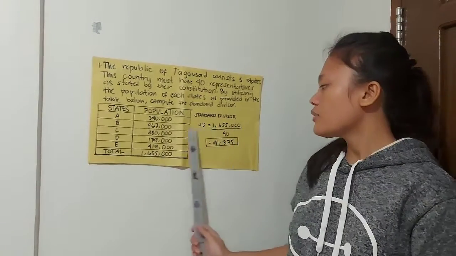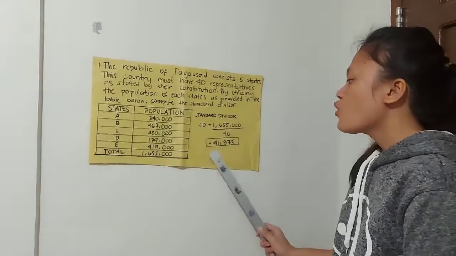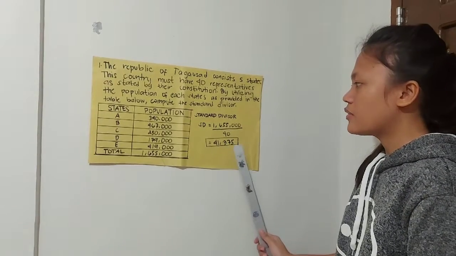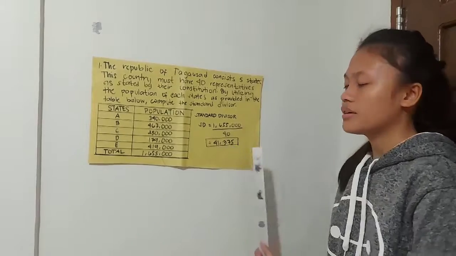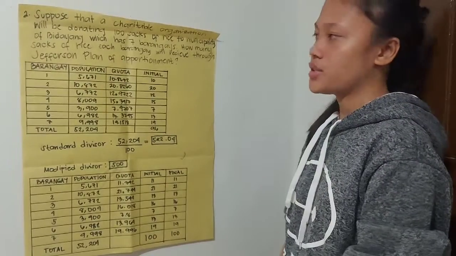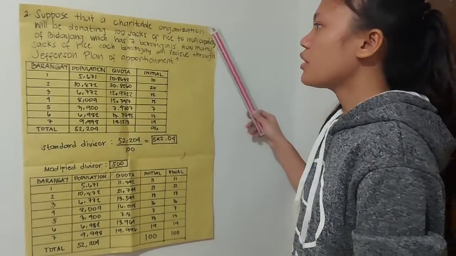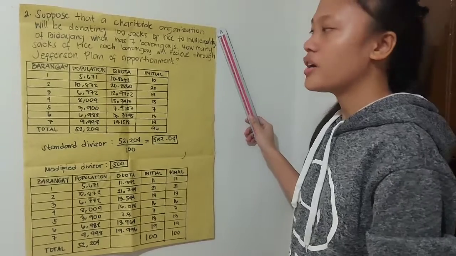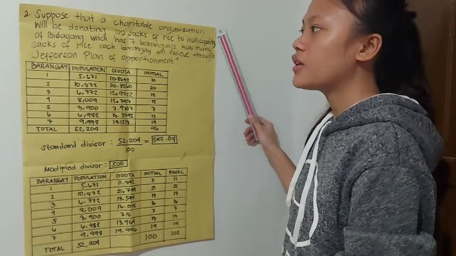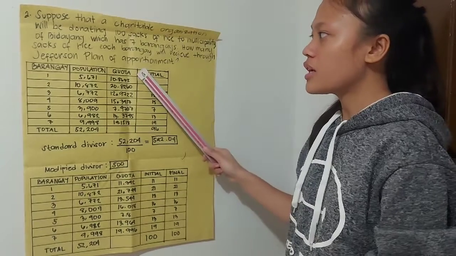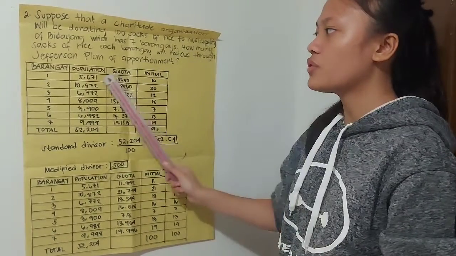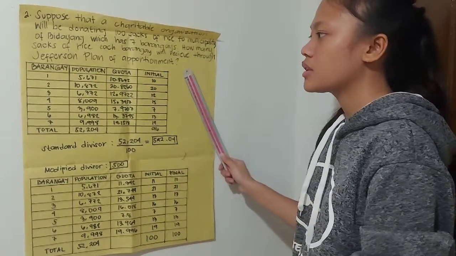So 1,655,000 divided by 40 is equal to 41,375. So now, our standard divisor is 41,375. Number 2 question. Suppose that a charitable organization will be donating 100 sacks of rice to the municipality of Bidayang, which has 7 barangays. How many sacks of rice will each barangay receive through the Jefferson Plan of Apportionment?